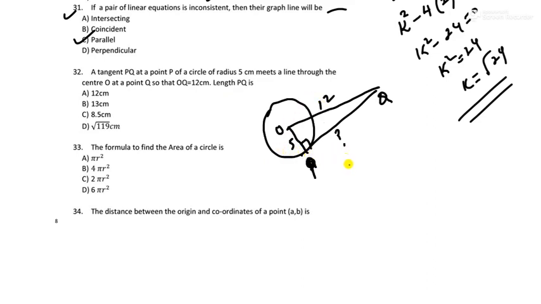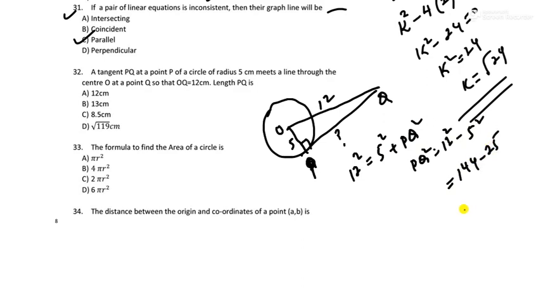So again, Pythagoras theorem. 12 square is equal to 5 square plus PQ square. So what will be PQ square? 12 square minus 5 square. So this is 144 minus 25. So how much is this? This is 119. So PQ is equal to root 119 centimeter. Okay, this is the answer.